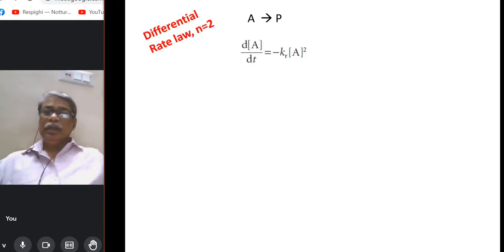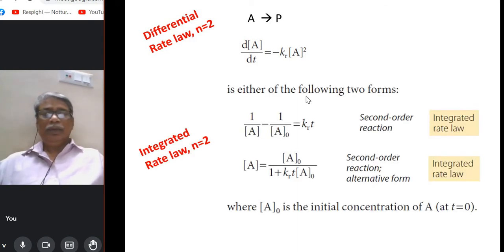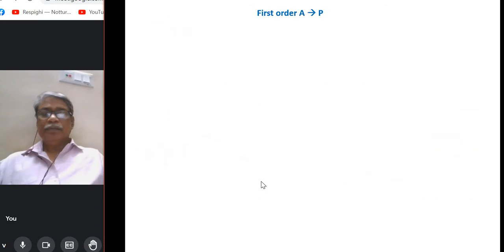Now, next example, second order. So this time it is A to the power 2, and if you integrate again, then you can check it. At the first attempt, you will get 1 by A is equal to 1 by A0 plus Kt. But if you are interested in getting simply A at different times, then a little bit of manipulation would give you this equation. t is in the denominator, so as time increases, the denominator increases. That means the overall right hand side would decrease, but that would not be an exponential decay like the first order. You have to keep that in mind.